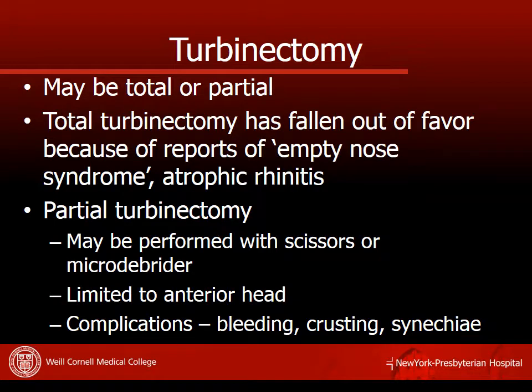Partial turbinectomy was basically an adaptation of the total turbinectomy, where only the anterior head of the inferior turbinate is removed, and this can be performed with either scissors or microdebrider. Some complications may include more bleeding, crusting, and scar formation due to the amount of tissue that's removed.